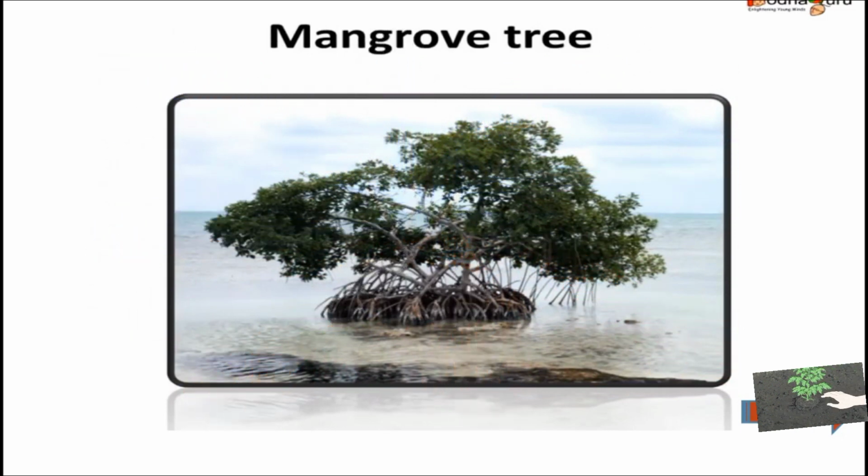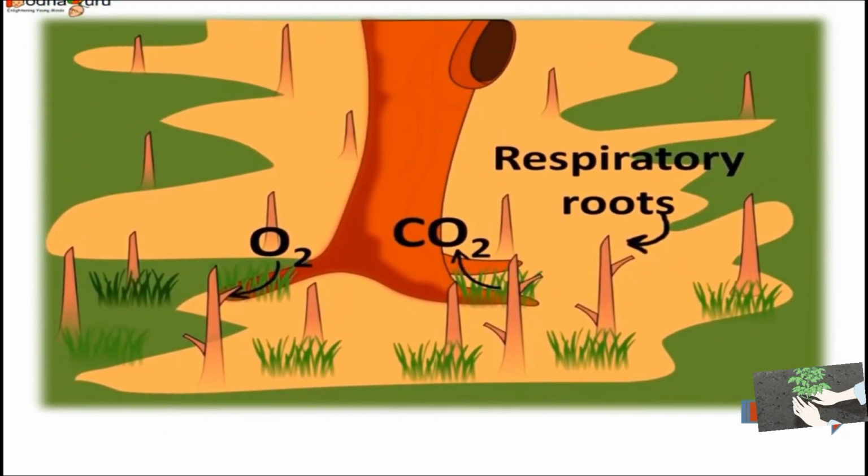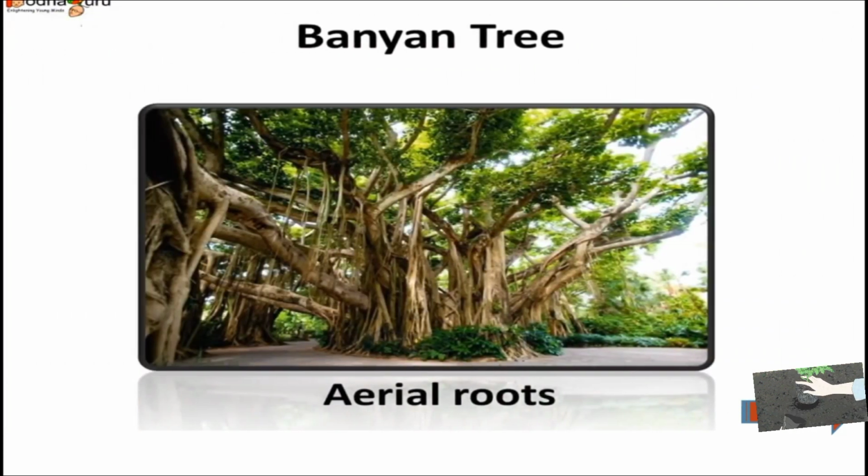Now the mangrove tree grows in waterlogged soil in marshland that has almost no air. So how does it take in oxygen? Some branches of the roots of the tree grow vertically upward and come out of the ground to get oxygen from the air. These are called respiratory roots. They exchange gases.